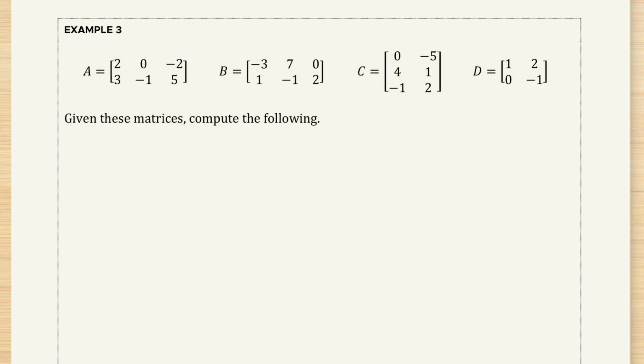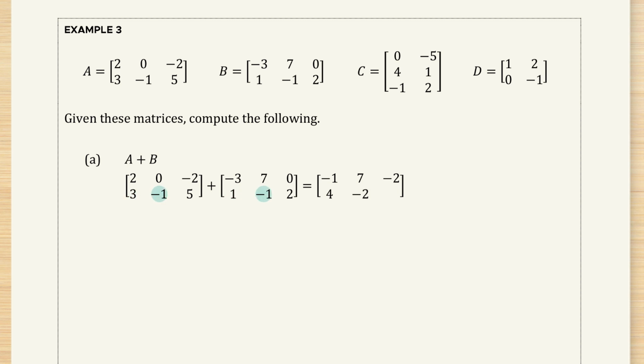Let's take a look at this huge example that will summarize everything that we have seen in this lesson. Matrix A plus matrix B. We add element by element. 2 plus negative 3 is negative 1. 0 plus 7 is 7. Negative 2 plus 0 is negative 2. 3 plus 1 is 4. Negative 1 plus negative 1 is negative 2. 5 plus 2 is 7.